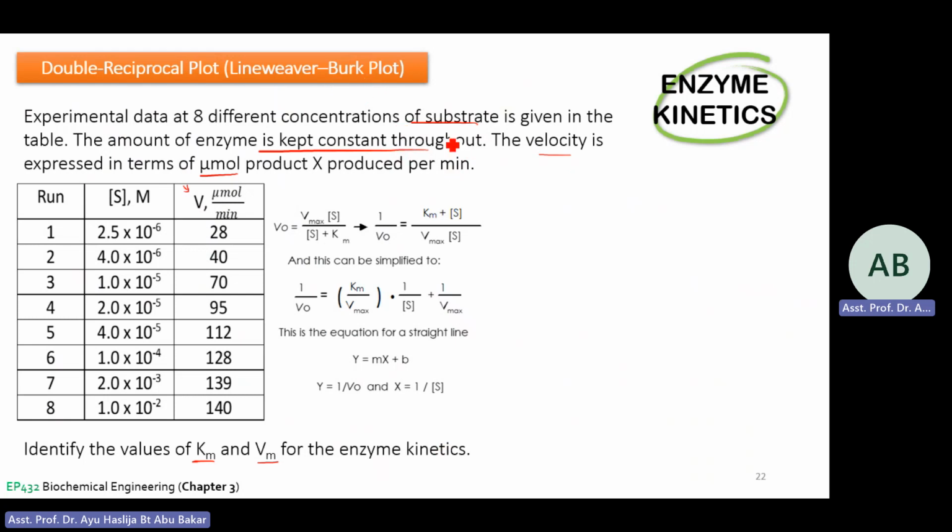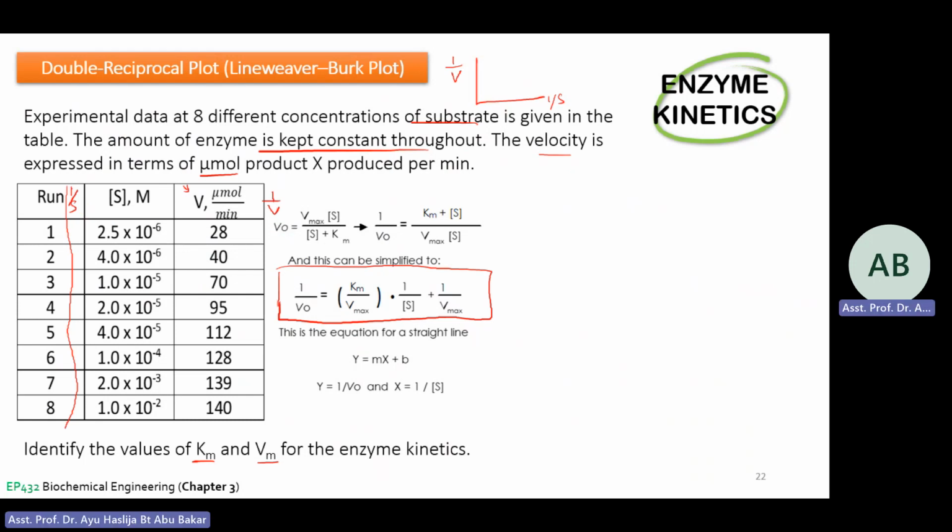So you will need to plot a linear line, so 1 over V versus 1 over S, from this equation. Now you have to convert the V into 1 over V and S into 1 over S. That means you should have an extra set of data, an extra set of info: 1 over S and 1 over V.